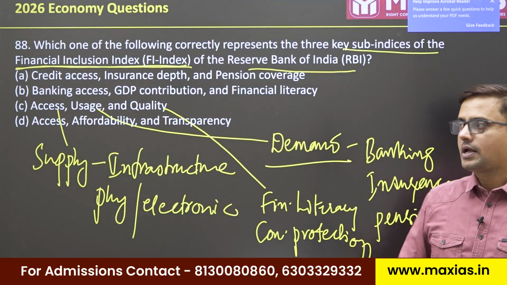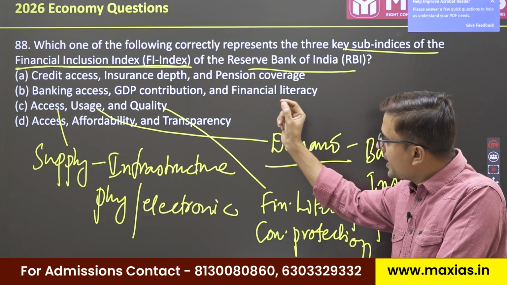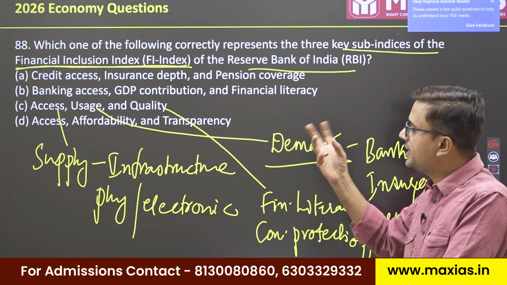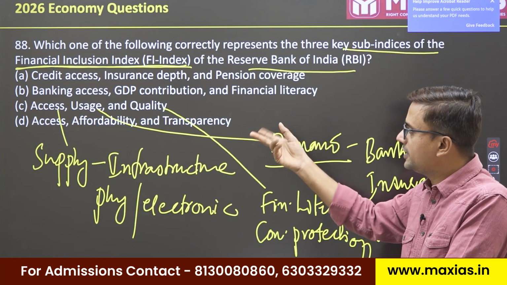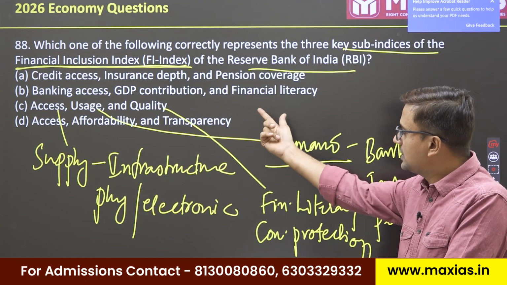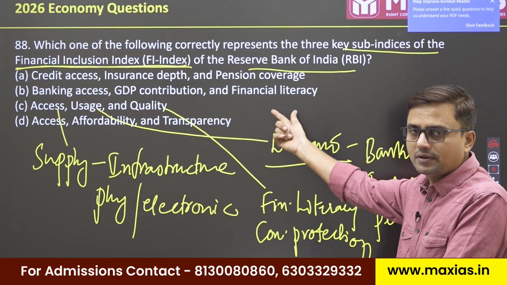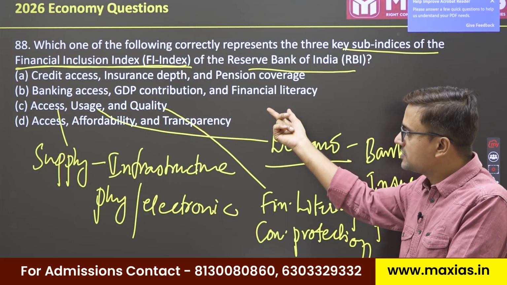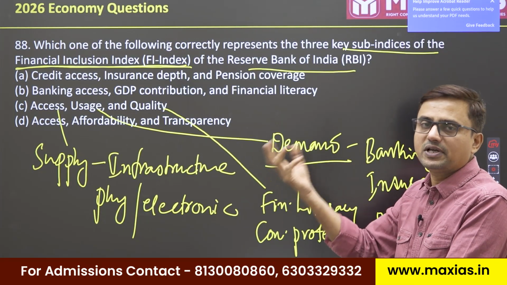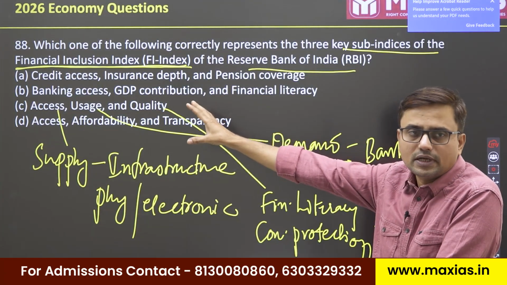Now, reading the question properly, going through the options clearly. Credit access, if they give only credit access, what about the savings part? If they give only banking, what about the pensions part? What about the insurance part in option B? Access to financial services, usage of financial services, quality of financial services. It appears to be apt sub-indices for the financial inclusion index.